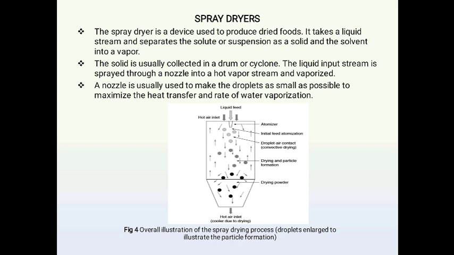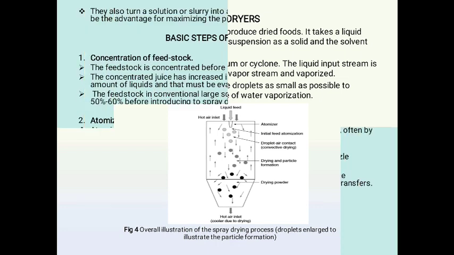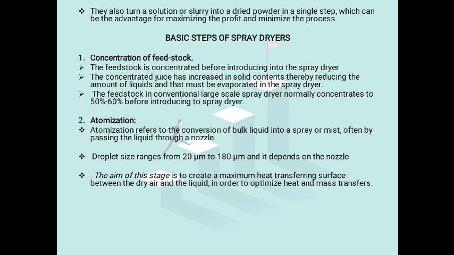The liquid input stream is sprayed through a nozzle into a hot vapor stream and vaporized. A nozzle is usually used to make the droplets as small as possible to maximize the heat transfer and rate of water vaporization. Figure 4 shows the overall illustration of the spray drying process. Droplets are enlarged to illustrate the particle formation. The spray dryer can also turn a solution or slurry into a dried powder in a single step, which can be an advantage for maximizing profit and minimizing the process.